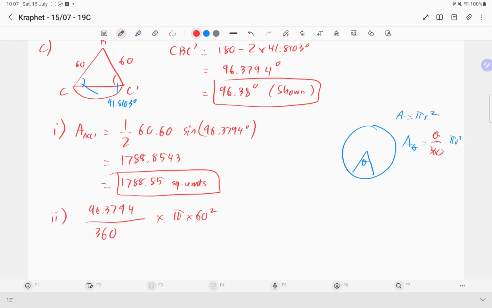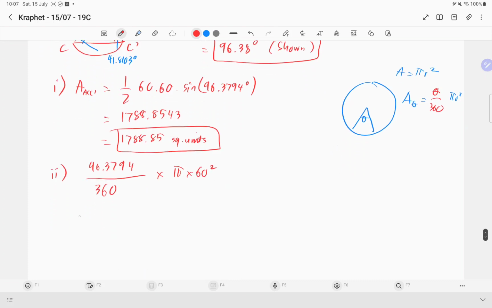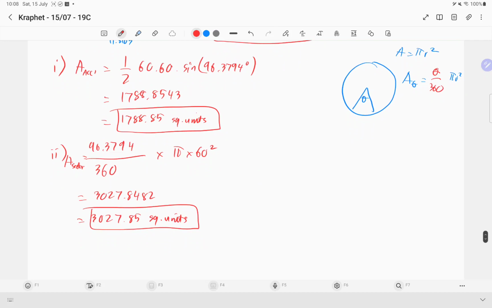Okay, so once again, punch that in. 96.3794 times pi times 60 squared over 360. So that area of sector would be equal to 3027.8482, which is 3027.85 square units. Okay? And the next one's just that one, subtract the top one.